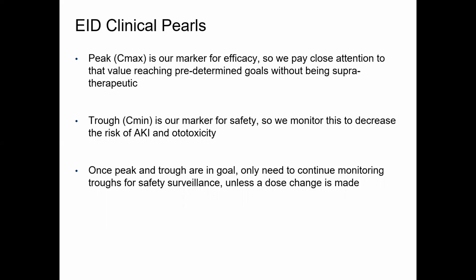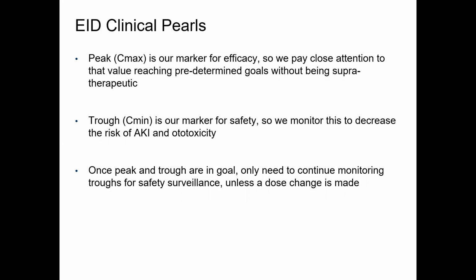So as I mentioned, peak or Cmax is our marker for efficacy. So we definitely pay close attention to reaching the value of our peak within our predetermined goal without being supratherapeutic. The trough, or the Cmin, is our marker for safety. So we monitor this in order to decrease the risk of AKI and ototoxicity.